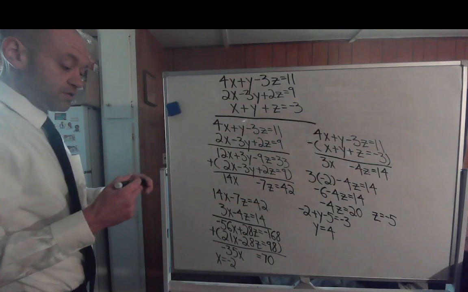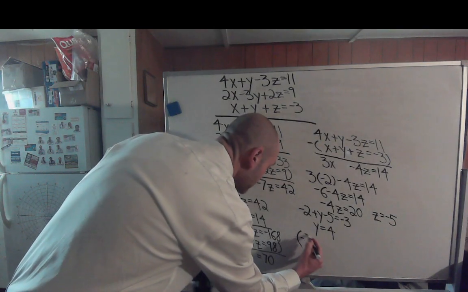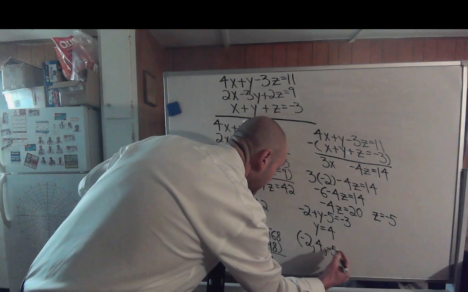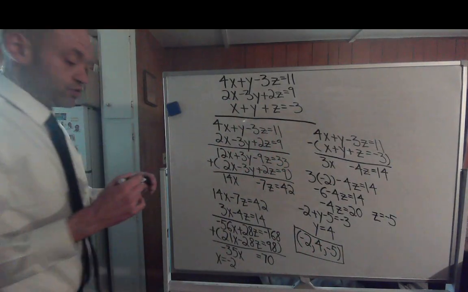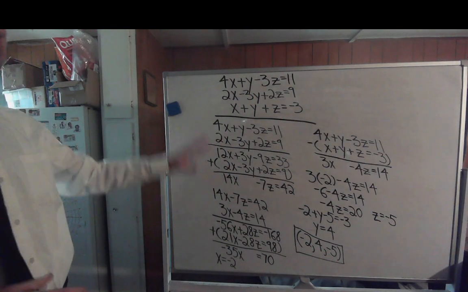Now I found all three values, so these three lines intersect at the ordered triple negative 2, 4, and negative 5. So at the ordered triple negative 2, 4, and negative 5, these three lines intersect.